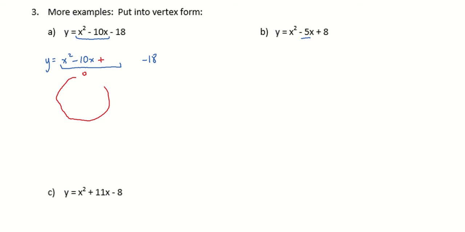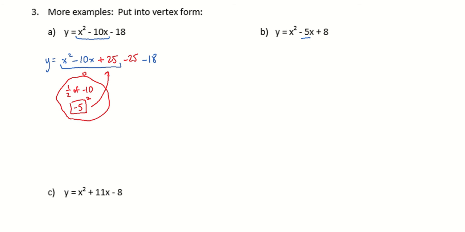Well, I'm going to get that number by going half of the middle coefficient of negative 10. Half of negative 10 is negative 5. So that's the number that when I square it, I get this end number of 25. Okay? So if I do that, I have to atone for it right away by subtracting 25. So I didn't really change things.